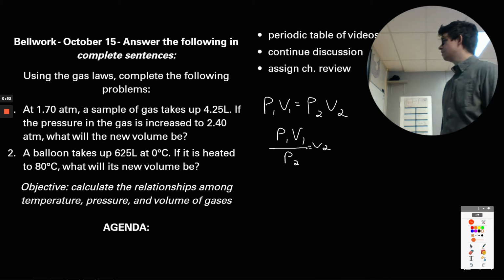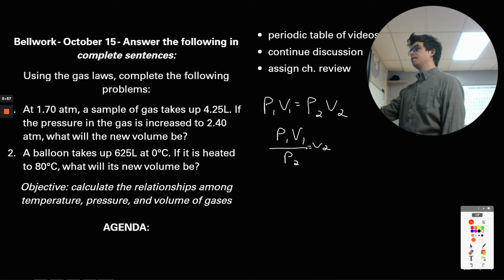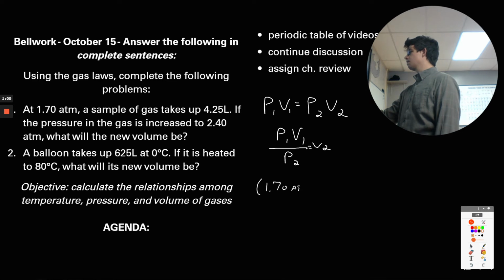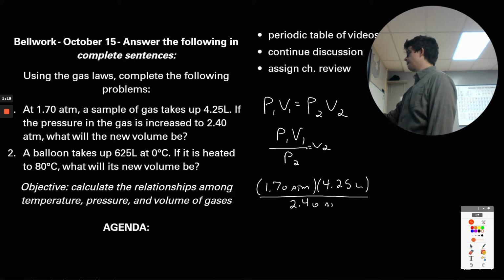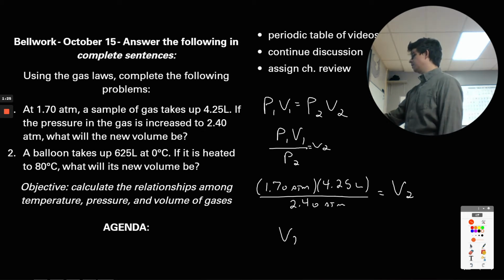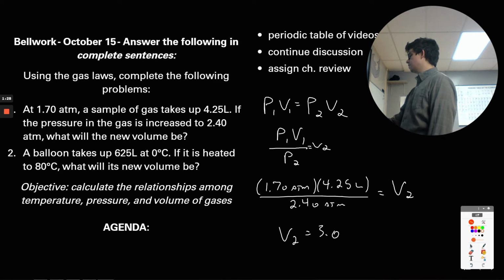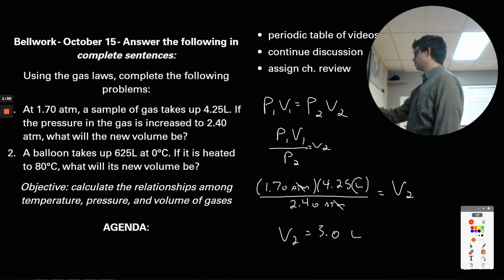Okay, now we sub in our numbers. So what should I write? 1.70 atmospheres times 4.25 liters, sorry, I messed up, I meant 4.25. That's okay. Liters, over 2.40 atmospheres. And it equals V2, and V2 equals 3.0 liters. Good. And you can see the atmospheres drop out, leaving us with liters.